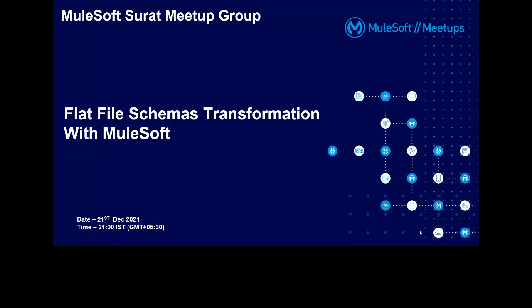So in today's meetup, we are going to discuss flat file schemas transformation with MuleSoft. We will see how you can transform a CSV file into JSON and JSON into CSV. Not only that, we will also see some data reader strategy. If you have a large file, what kind of strategy you need to apply, those kinds of things we will see with CSV. Then we will see a single segment flat file and a multiple segment flat file. Also, we will see how to write a flat file definition, FFD, in this session.